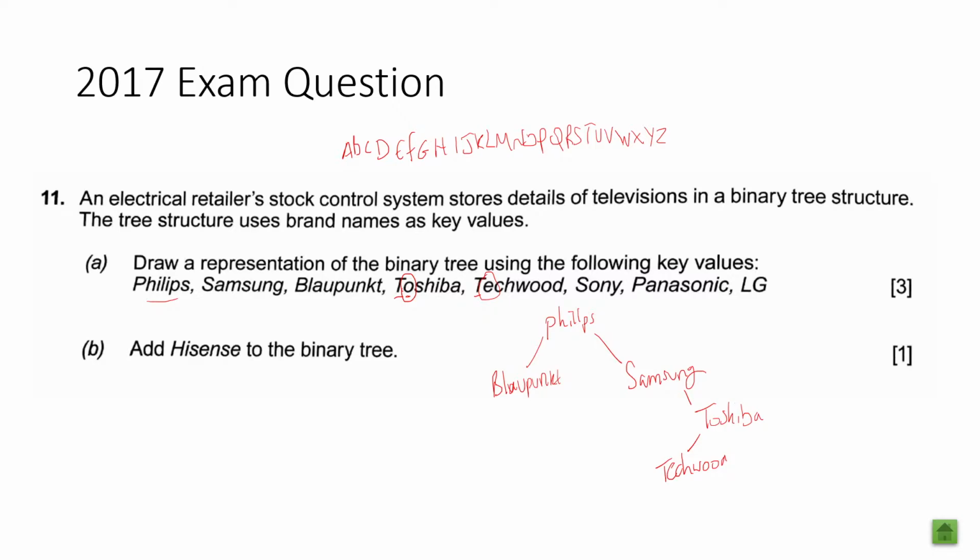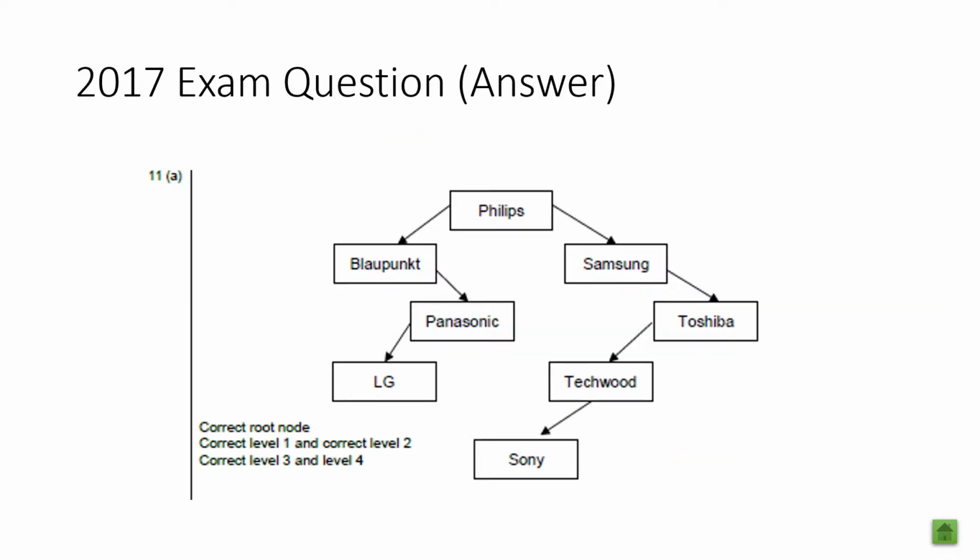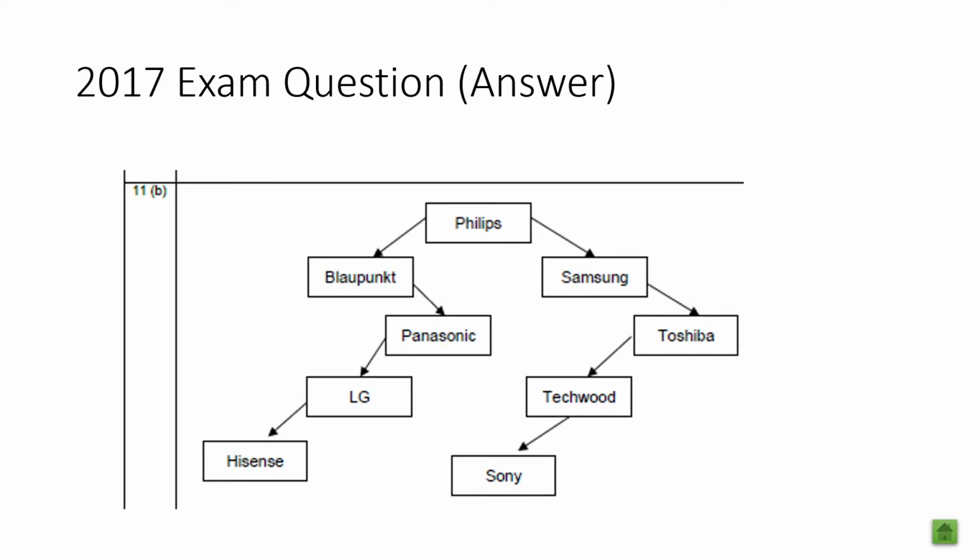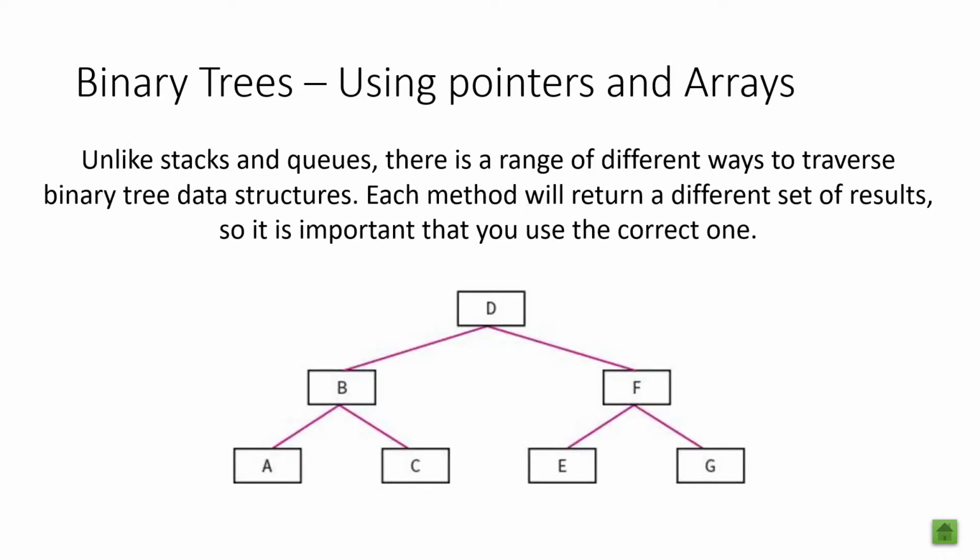Then it says, part B, add Hitachi to the tree. So you just follow the same process. You say, is H before or after P? And in our case, it's before it. Is it after B? Yes. So you go to the right-hand side of that. And that's worth 4 marks. Okay, and that's what the completed tree actually looks like. Then for part B, once you've added Hitachi, that's where it goes for the 4th mark. Hopefully that's not too difficult for you. Apologies, I am moving pretty quick because we do have a lot to get through today.